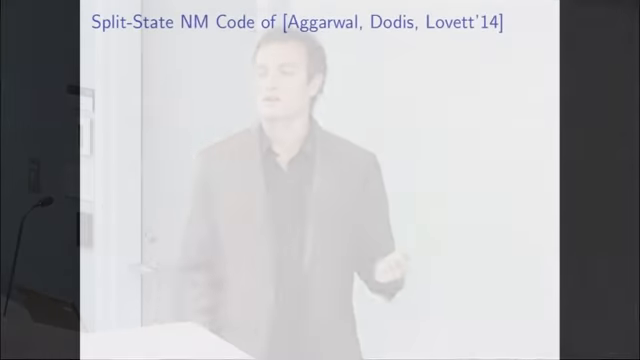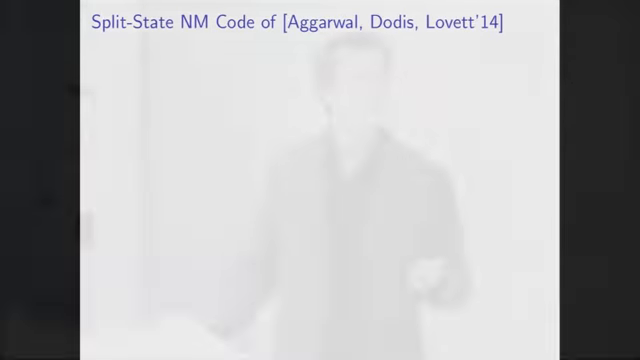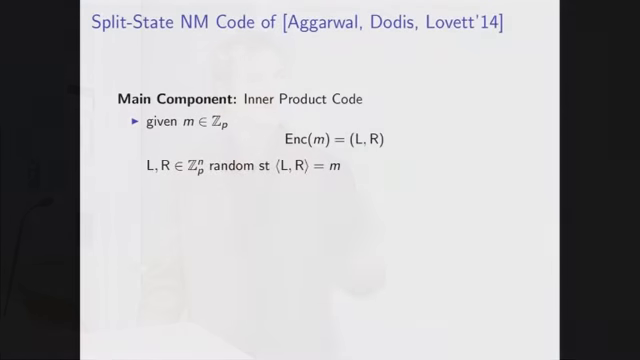Okay, so in particular, we're going to use the split-state non-malleable code of Agarwal, Dotis, and Lovett from a couple years ago. I want to spend a slide talking about it for a little bit. The code splits into two different components. There's the main component, which is really just the inner product. If you want to encode a field element m, you pick two vectors whose inner product is m, and that's L and R. That's your code word. If you want to decode, it's just the inner product.